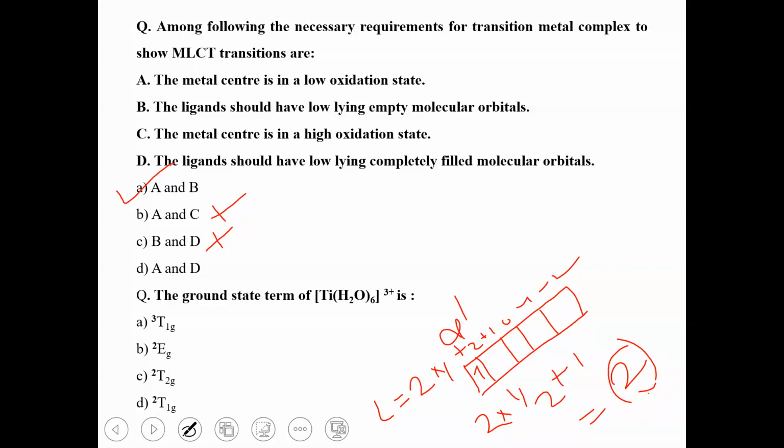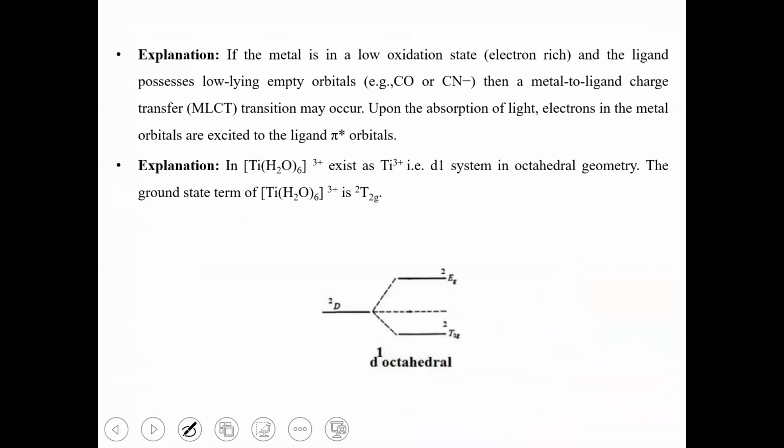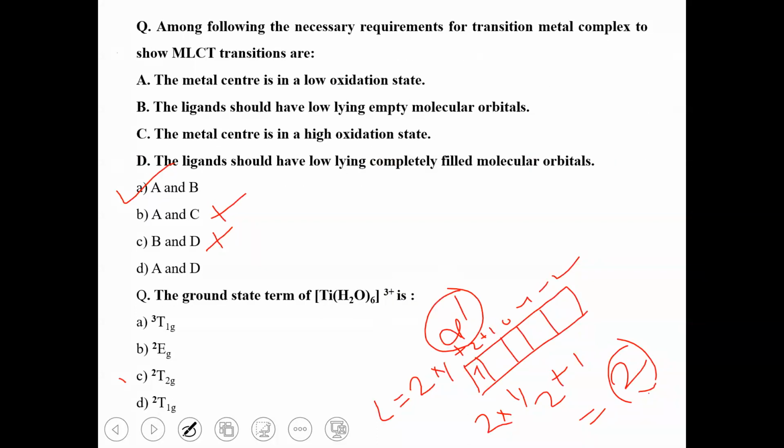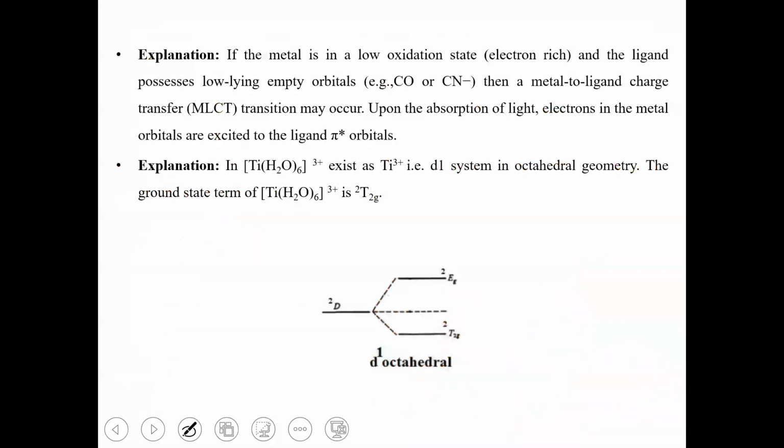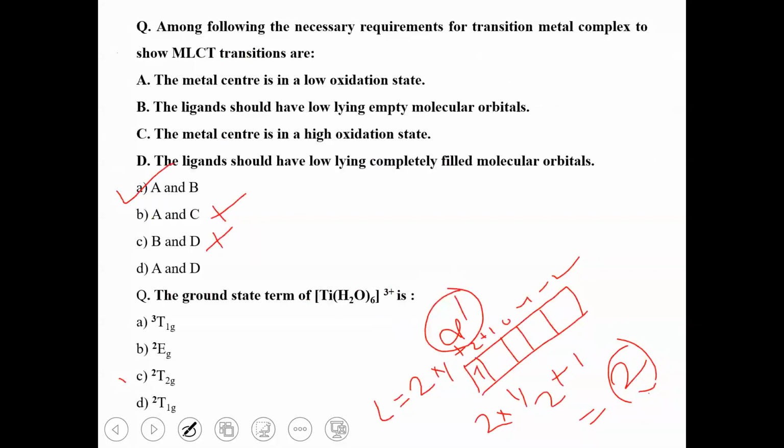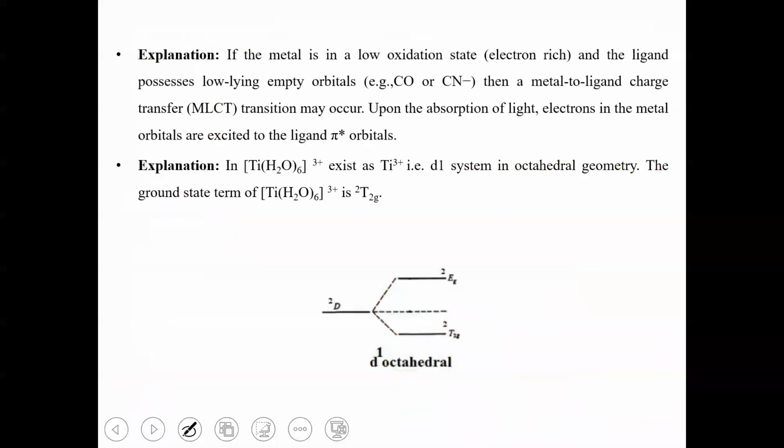It is asking about the ground state term. You can easily identify it from the Orgel diagram. Since it is an octahedral complex, the correct term will be, I think, this one: 2T2g, right? Because d orbitals are split into t2g and eg orbitals.